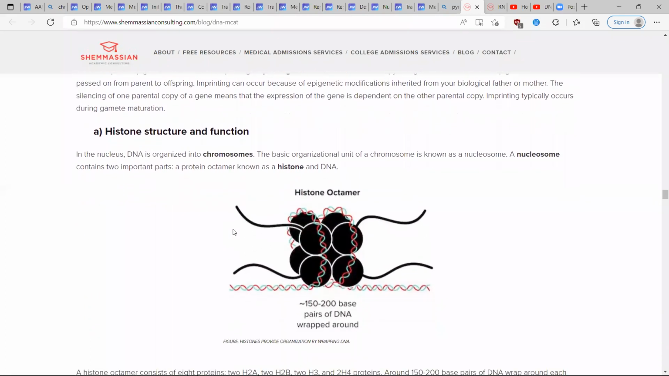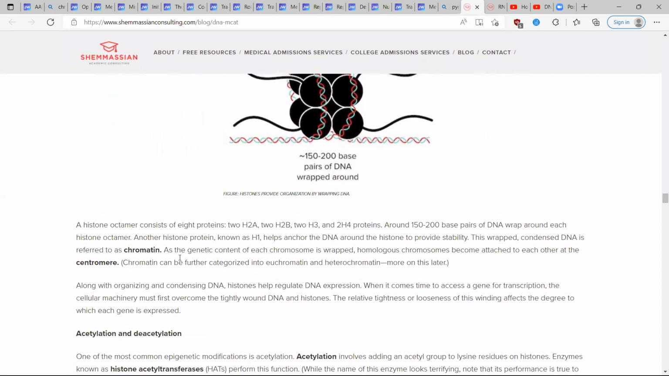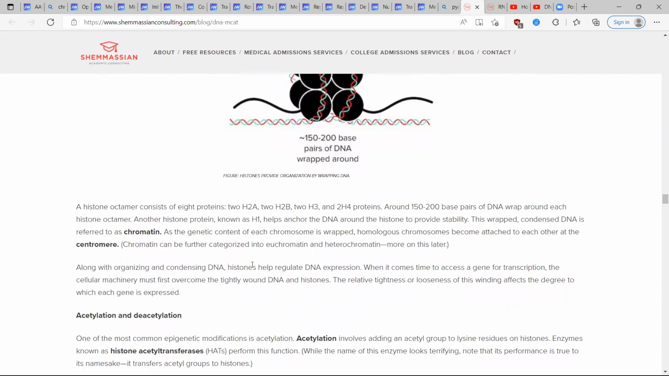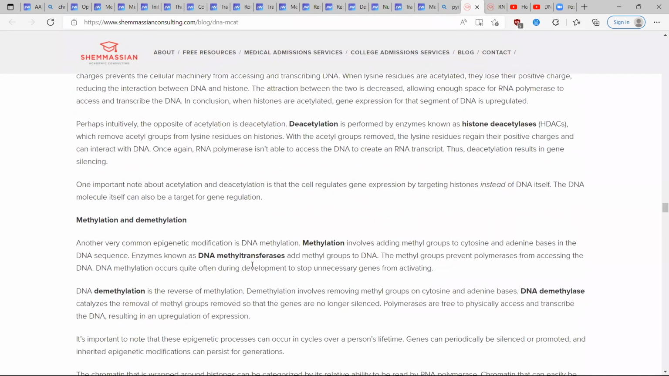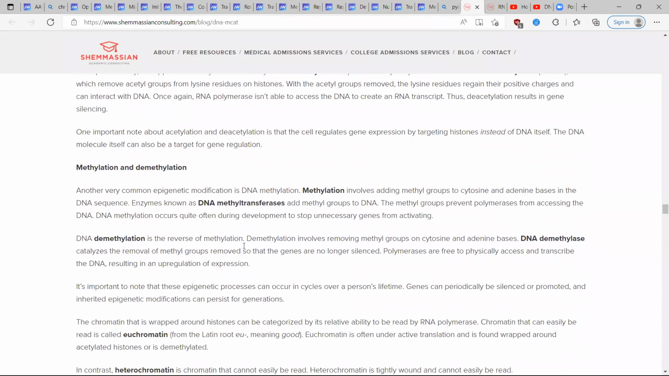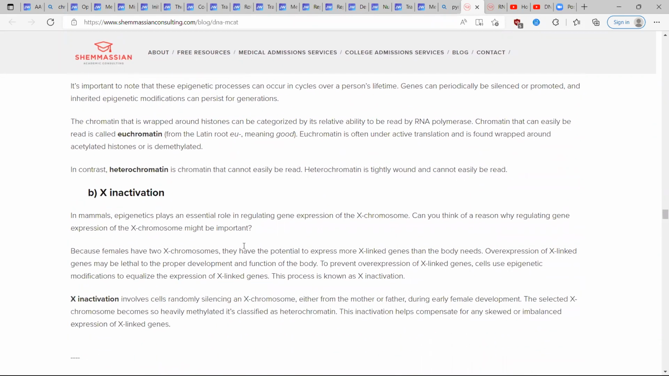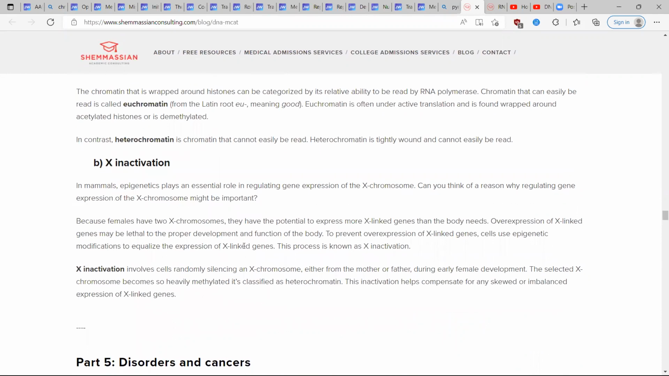So we talked about histones. We talked about chromatin. The wrapped DNA is chromatin. Talked about acetylation, deacetylation. Talked about methylation and of course demethylation. X inactivation. Okay.